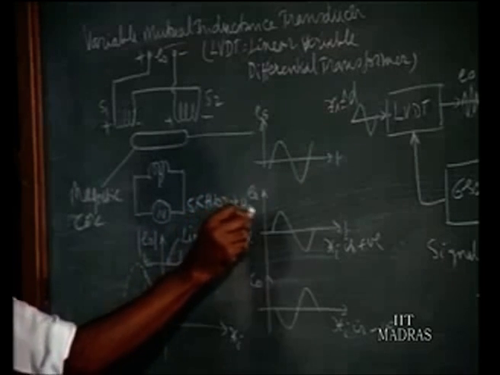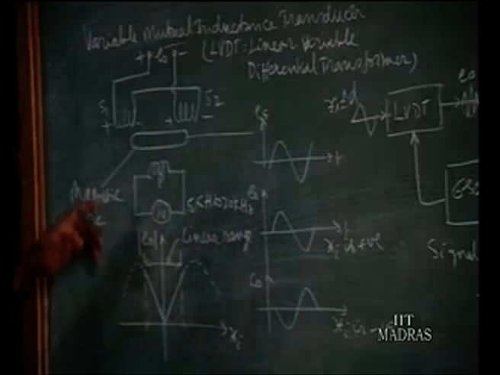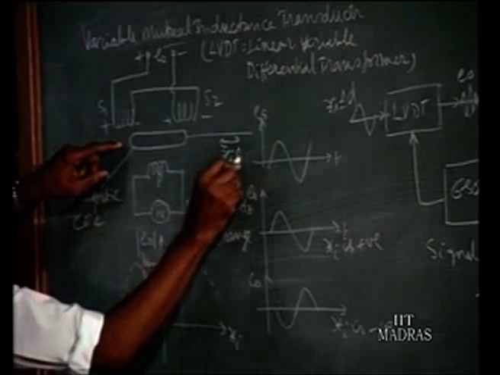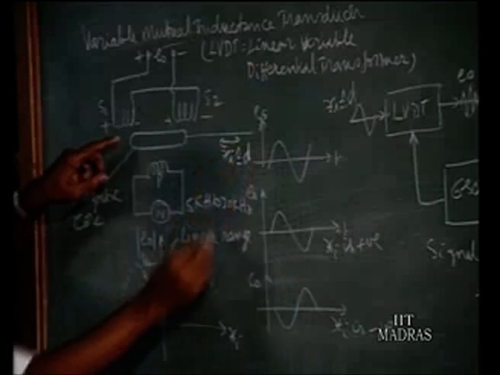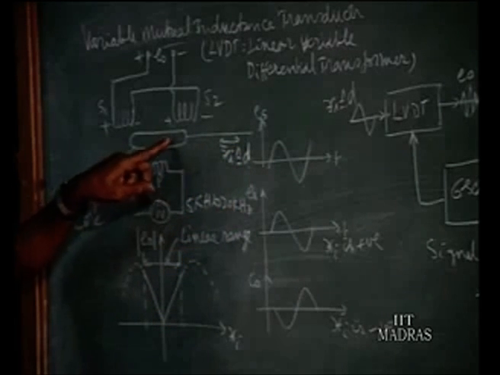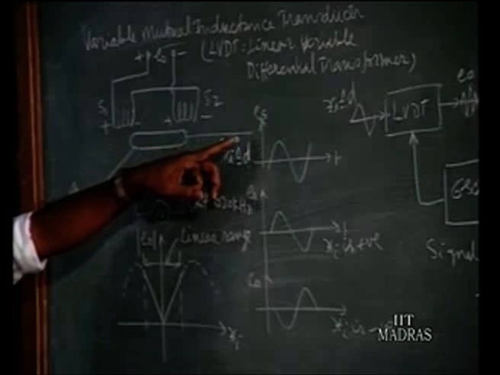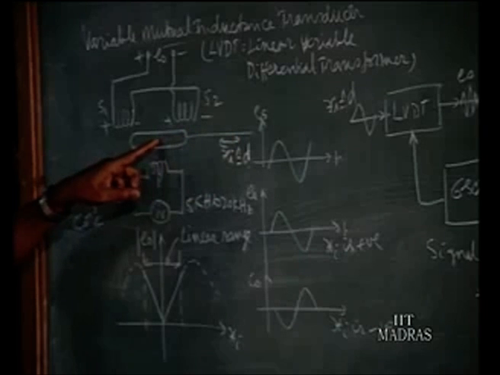It is decided by the frequency of the input signal. Now the input signal, that is the displacement, is given to the core, to this extension rod. At the extension rod, whatever displacement we want to measure, we give it to the rod, so the core will be moving.